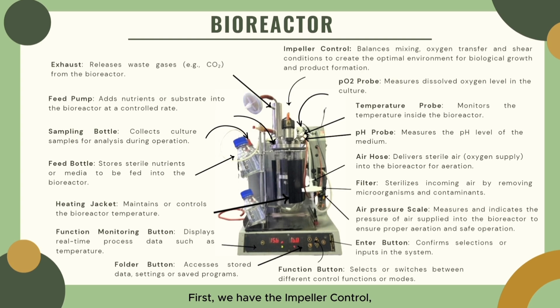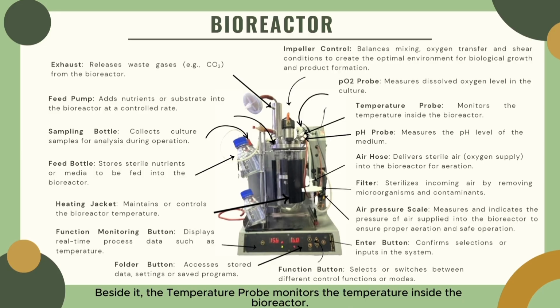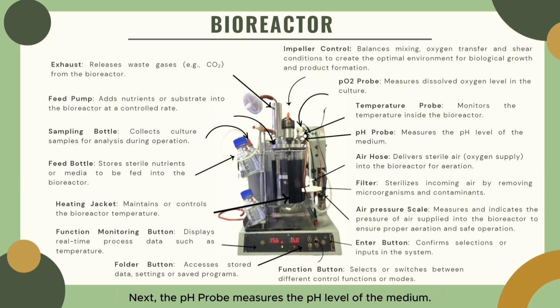First, we have the impeller control, which balances mixing, oxygen transfer, and shear conditions to create the optimal environment for biological growth and product formation. Next, the PO2 probe measures the dissolved oxygen level in the culture. Beside it, the temperature probe monitors the temperature inside the bioreactor. Next, the pH probe measures the pH level of the medium.